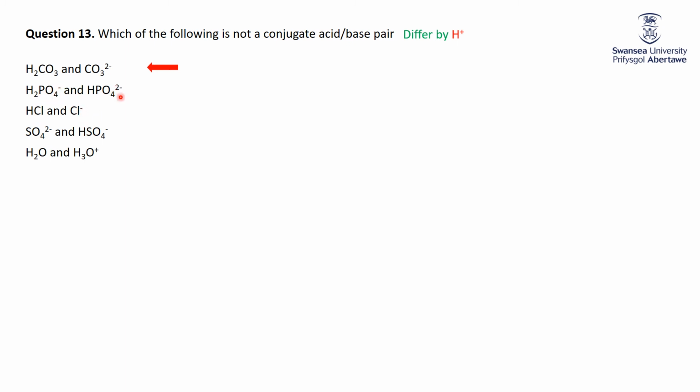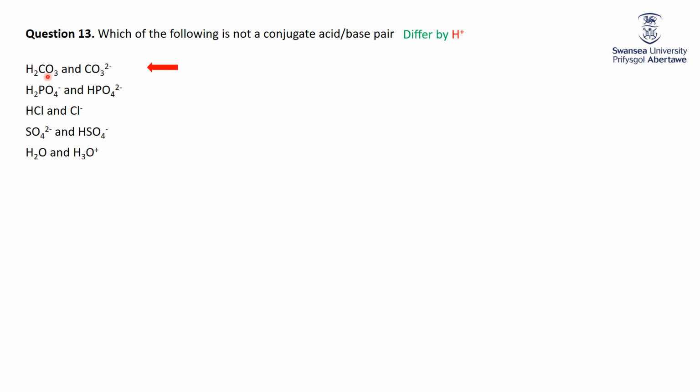This one here, tougher to figure through, but H2 and H, and you got minus and 2-, so this one has an H+, this one doesn't. This is the acid, this is the base. These two here, however, differ by not one H+, but two H+. So therefore, this is not a conjugate acid-base pair.